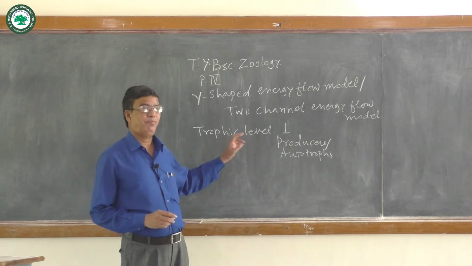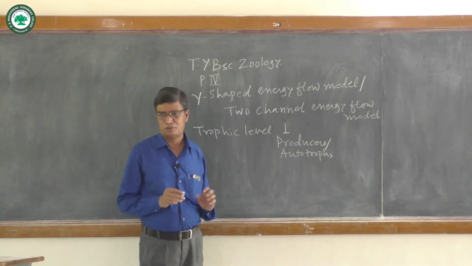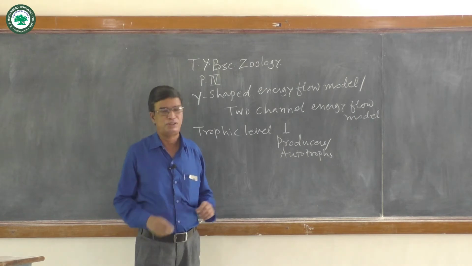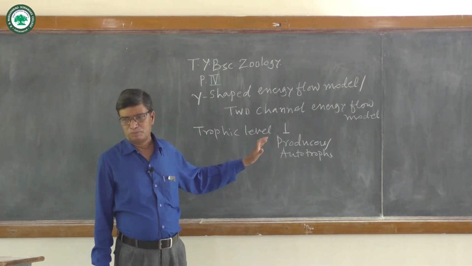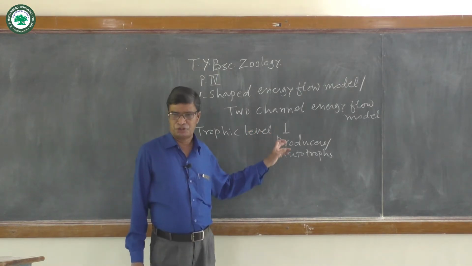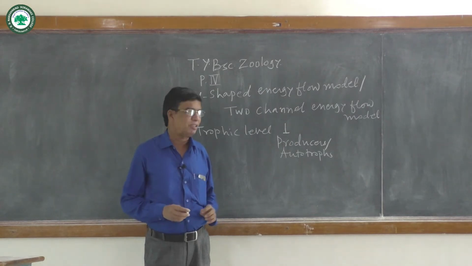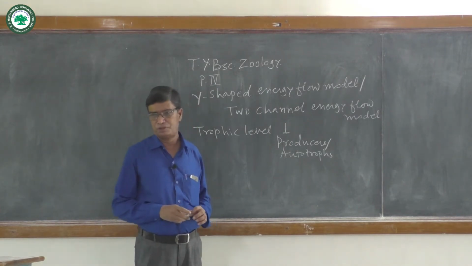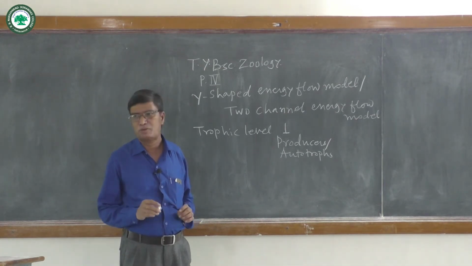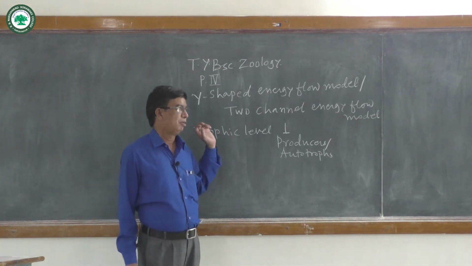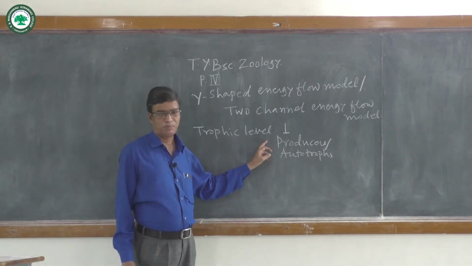It may be an aquatic ecosystem, for example a pond ecosystem, an example of a freshwater ecosystem, or a terrestrial ecosystem, for example a forest ecosystem, grassland ecosystem, desert ecosystem, or an artificial ecosystem, for example a cropland ecosystem. The trophic level first is producers.